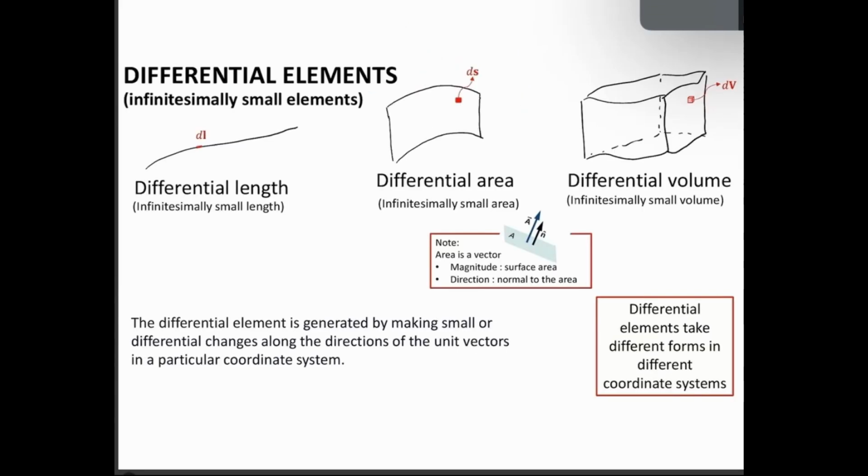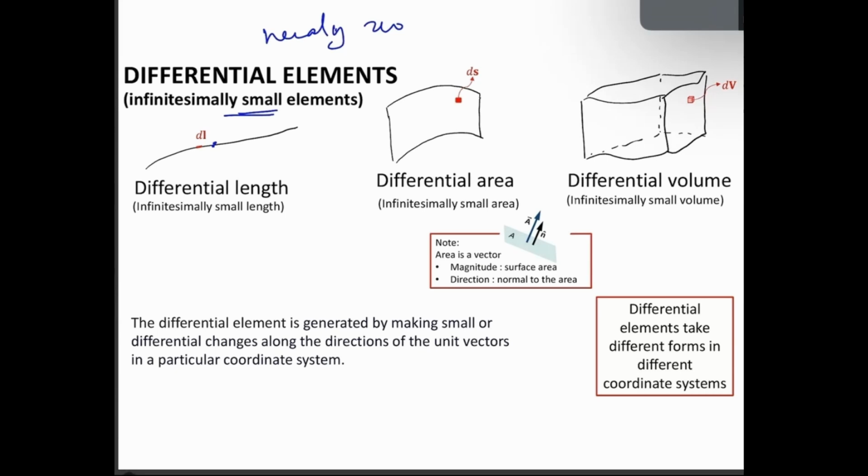Okay, next is differential elements. This is what I mentioned before. A differential element is infinitesimally small, meaning very small. The size of dl, for example, the differential length, is very, very small, nearly zero, but not zero. The size of delta is very small, nearly zero.